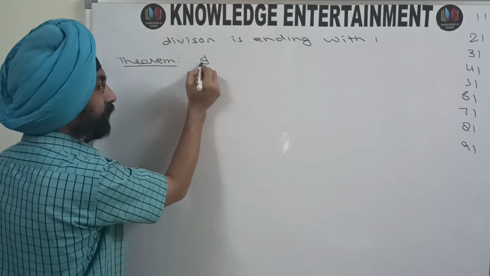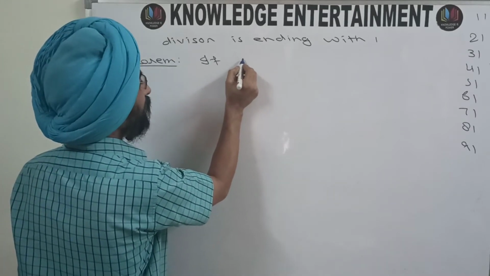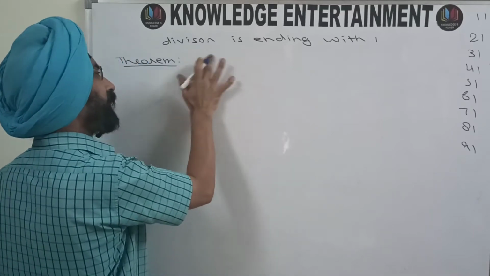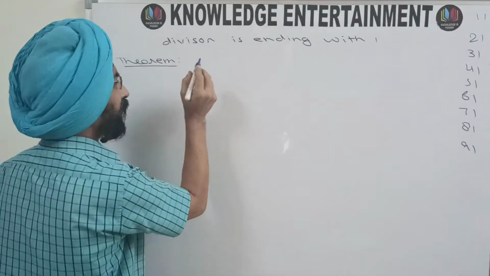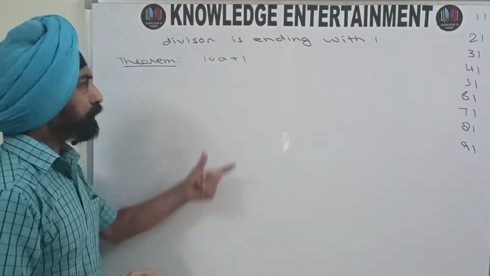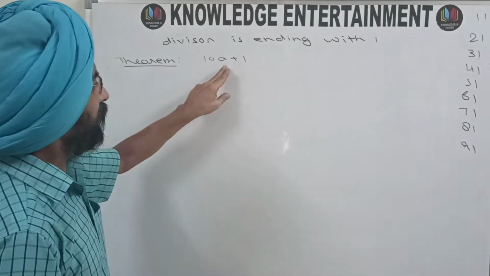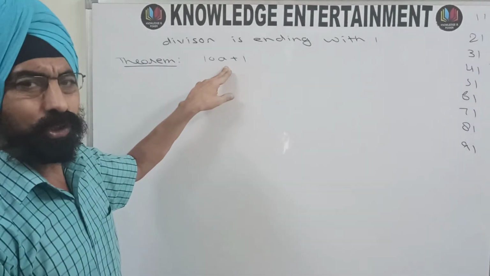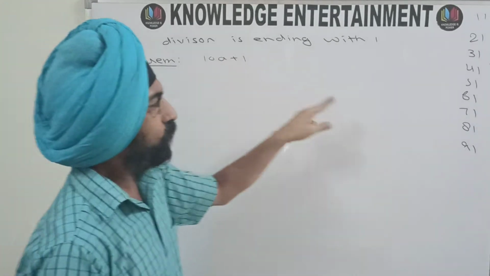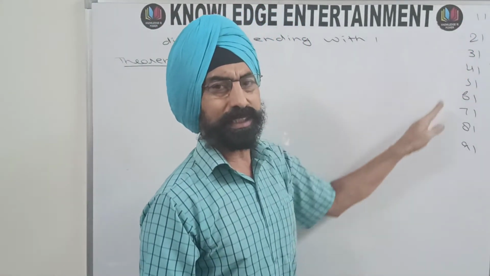If, start directly from 10a plus 1. 10a plus 1, why have I written 10a plus 1? Because if a is 1, then this is 11, a is 2, then it is 21, a is 3, it is 31, a is 7, it is 71. So 10a plus 1 is a number of this type.